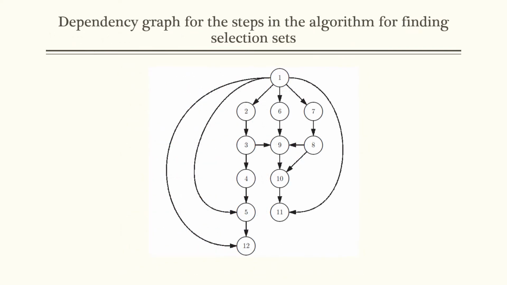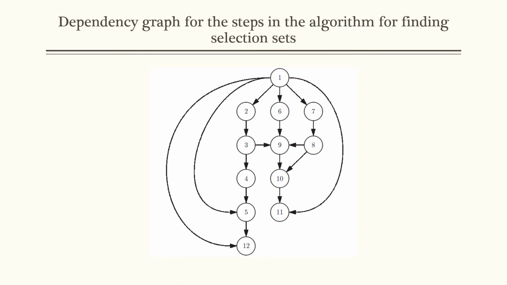This is the dependency graph for the steps in the algorithm for finding the selection set. This graph is just to show you how the steps relate to each other. For example, if you look at step 2, it means that in order to do step 2, it needs information from step 1. Let's see step number 9 in the middle here. The arrows coming into step 9 are from 6, from 3, and from 8. So what does it mean here?